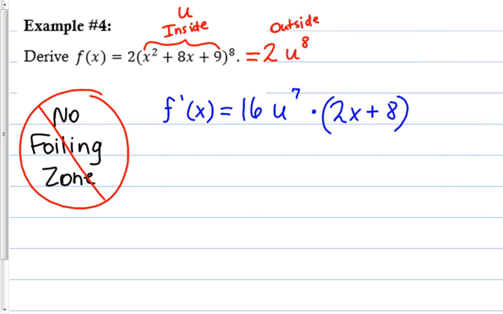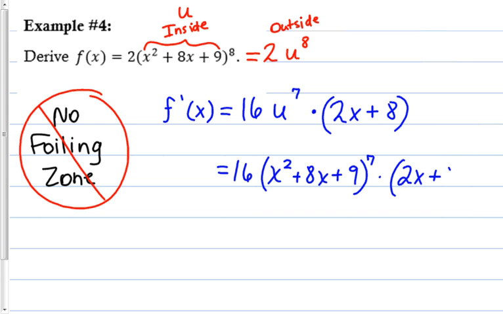But once again, I run into the fact that that's a u, not an x, so no good, I can't leave it like that. I do have to plug in u. So u is x squared plus 8x plus 9, to the 7th power, and then times 2x plus 8. This can be simplified a little. The 16 in the front and the 2x plus 8, you can totally do something with that, but that's just about as far as I would go.